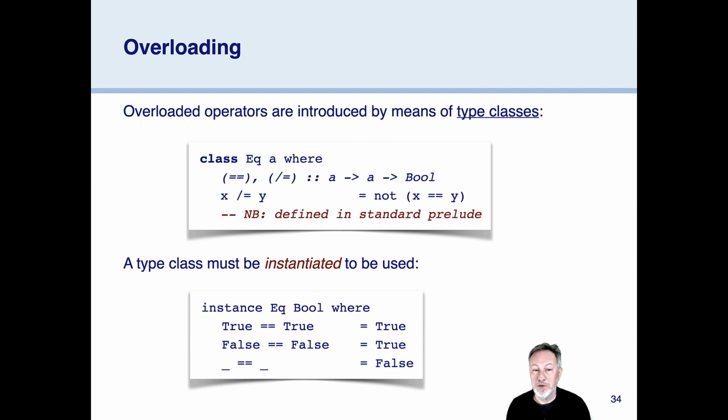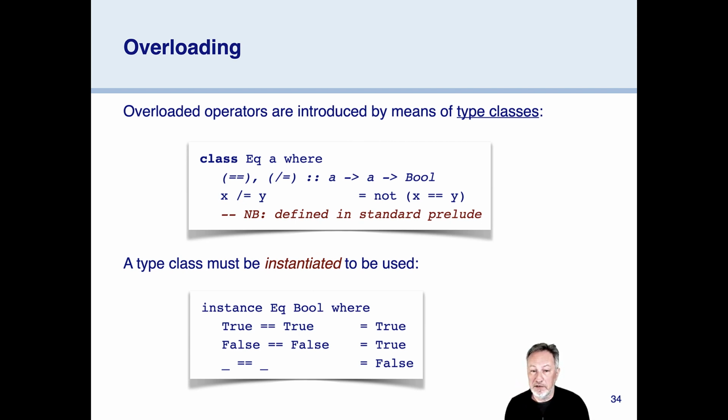In Haskell, we define a class of operators. This has nothing to do with the term class in object-oriented languages. So it's not a class of objects, it's a class of operators. So these are type classes. So here, for example, we are defining a class for equality for a type A.